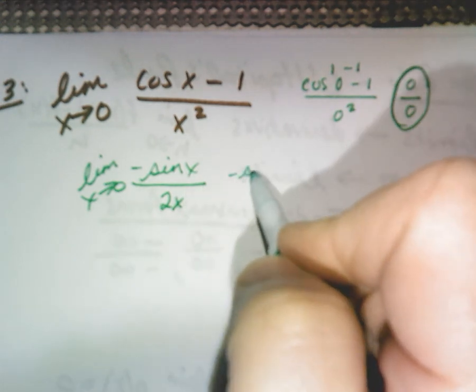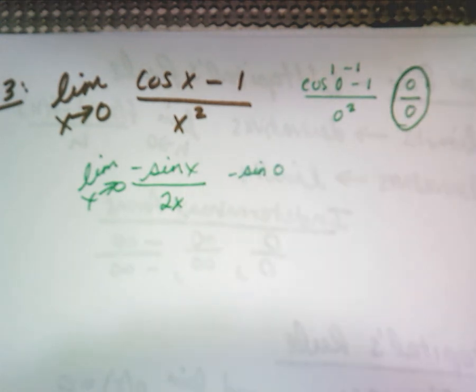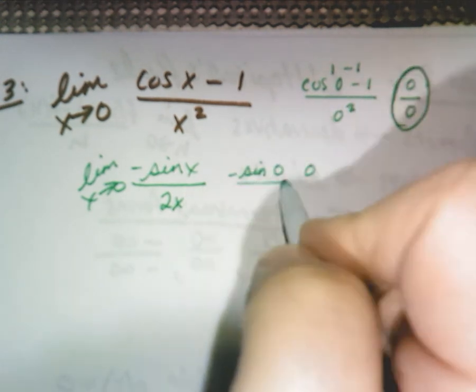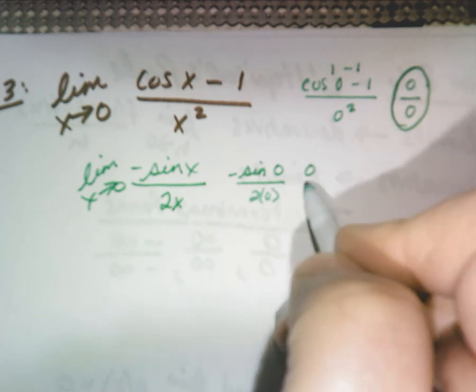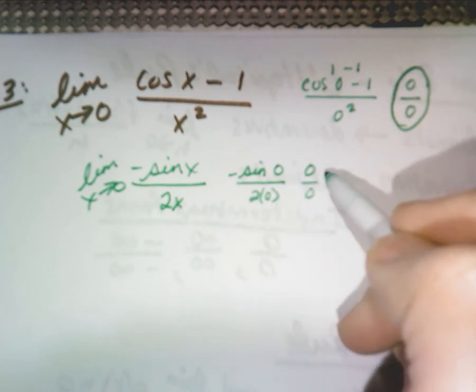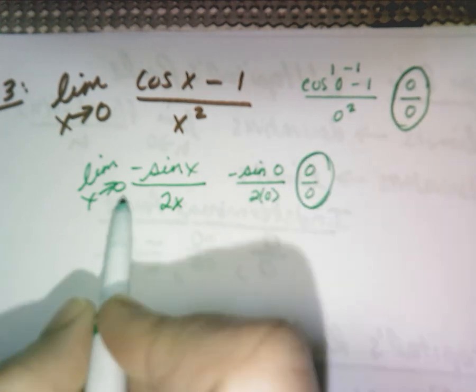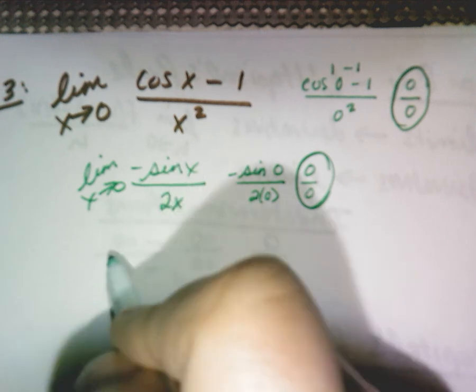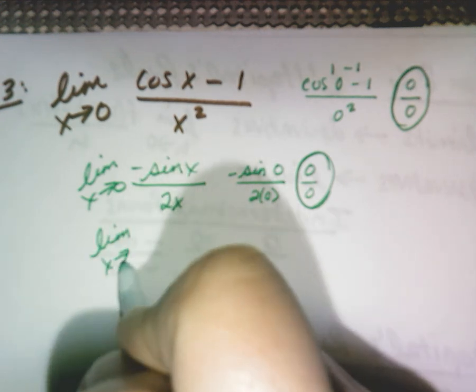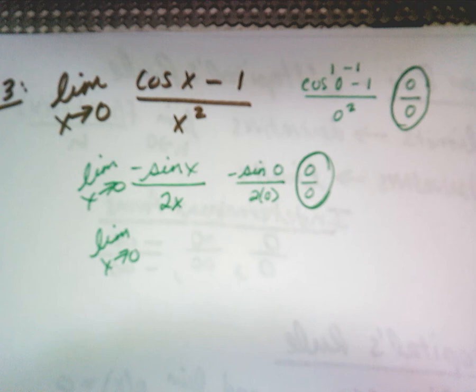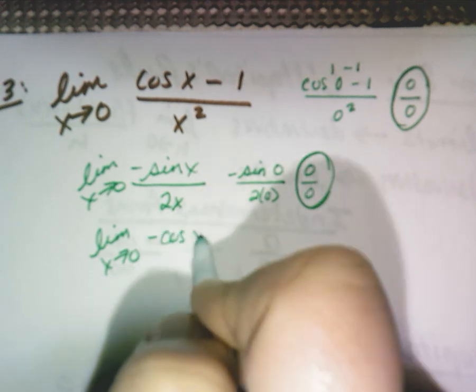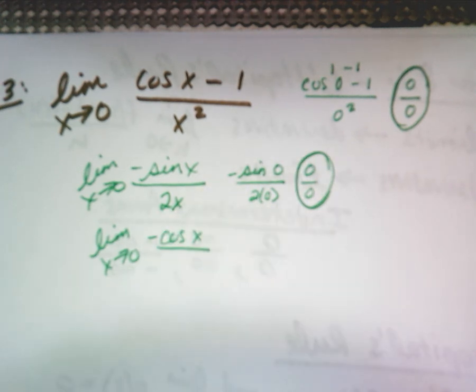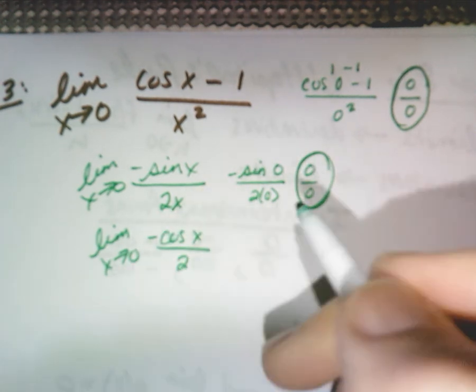What's negative sine of 0? 0. What's 2 times 0? 0. Oh, well, guess what we can do again then? Take another derivative. Take the derivative of this guy, the second one. So the limit as x goes to 0 of, what's the derivative of negative sine x? Negative cosine x. What's the derivative of 2x? 2. Now plug in 0.